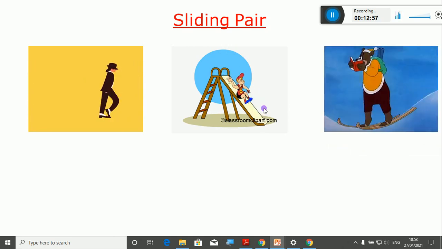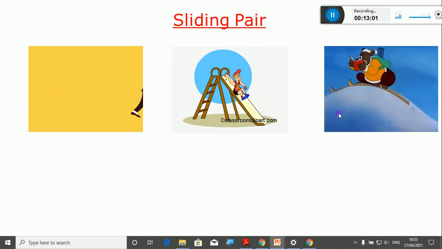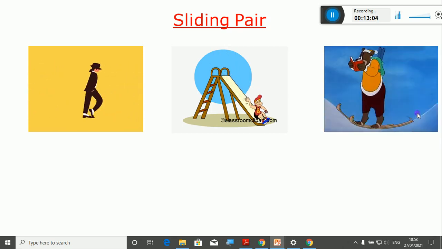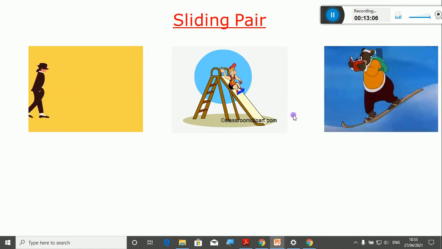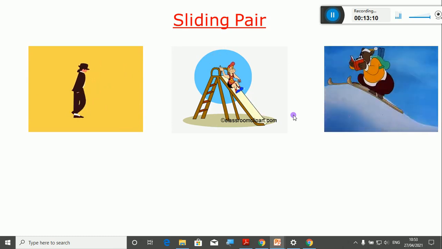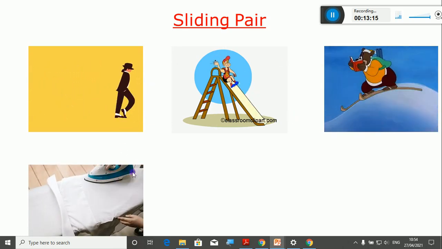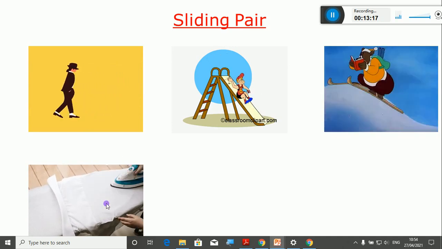And one more is here, you can say ice skating. Here also, it is a kind of sliding motion. Then I'll go to this: an iron box. This is also a sliding motion, correct?